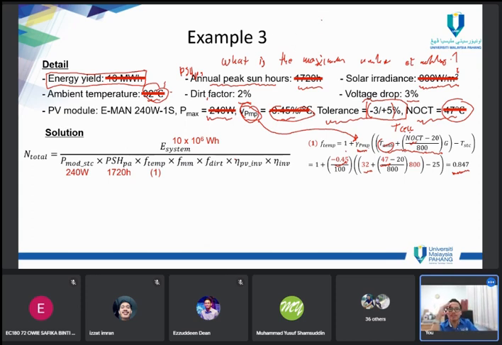Sometimes they're giving you minus 0 plus 5. So for this case, kita ambil yang mana? Ridwan Arif. 5. Sekejap dia sini. Minus 0 or plus 5%. So kita ambil yang mana? Untuk consider manufacturing tolerance ni?